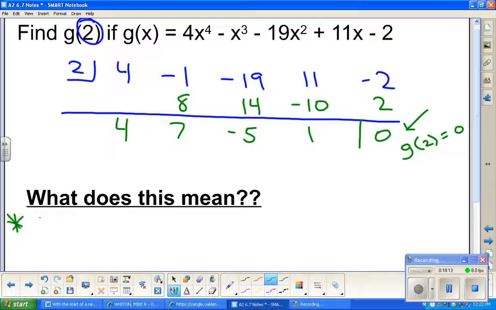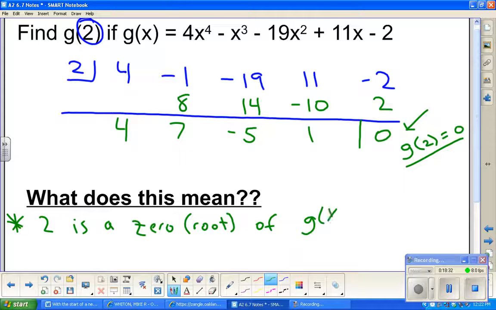It's saying 2 is a 0. Remember on your calculators, either a 0 or sometimes we call it a root. 2 is one of those. If we were to graph this thing, it would go through (2, 0). That's what we just found. So 2 is a root of that function g of x. So 2 is a root.